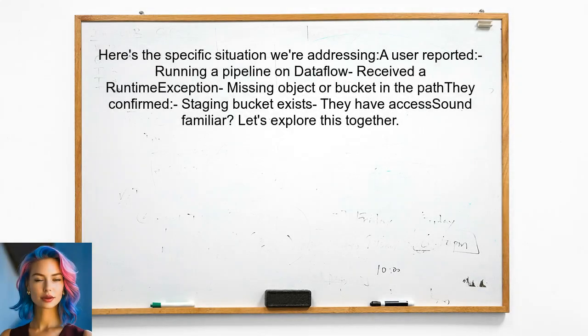Here's the specific situation we're addressing. A user recently reported that when they tried to run a pipeline on Dataflow, they received a runtime exception indicating a missing object or bucket in the path. They confirmed that their staging bucket already exists and they have access to it. Sound familiar? Let's explore this together.